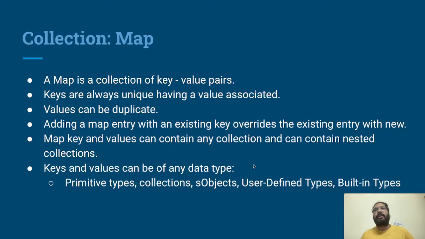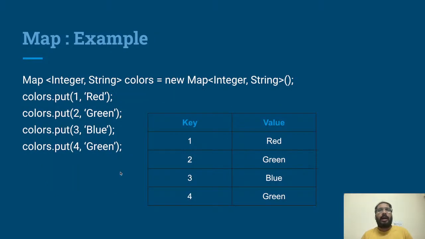Okay, so this is a brief about map that you need to remember. And if you want to see how it will be represented in a table format, here I have created a map of integer comma string. What you need to understand is that the first data type, integer, will always be the key, and the second data type, string, will always be the value, right? So this is the syntax. The first data type will always be considered as key, and the second data type will always be considered as value.